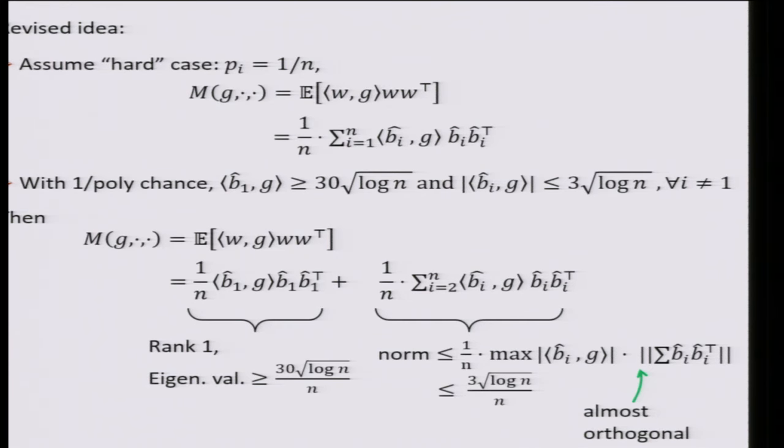Yes, and actually, an interesting thing is that to prove this inequality with the whole inequality, let me write that down. There's one statement, which is that the probability over G, so what we are going to prove is that the top eigenvector of the pseudo expectation of G, W transpose is close to BI with probability larger than inverse poly. So this is the statement we want to prove.